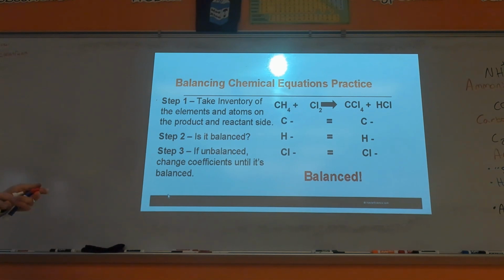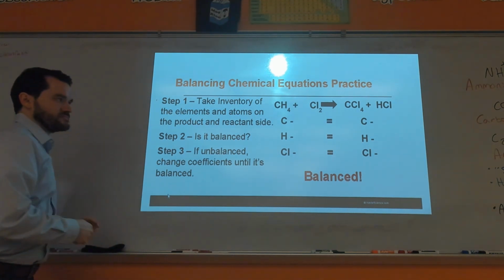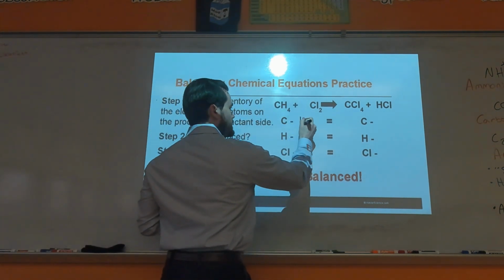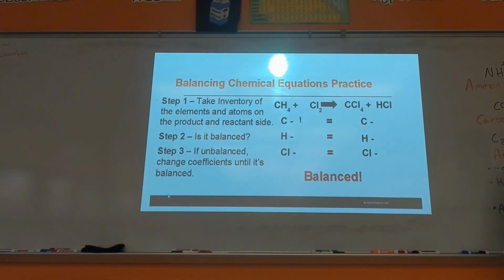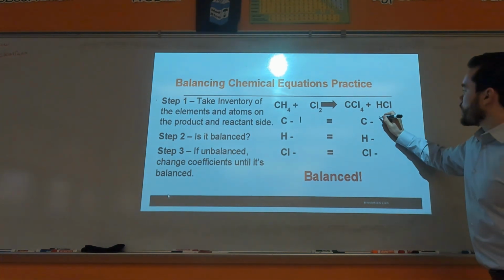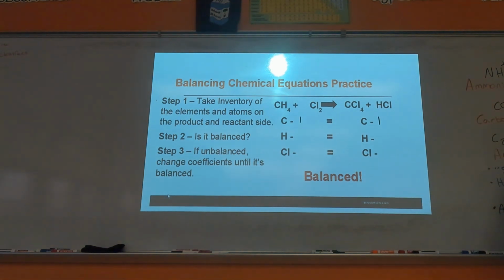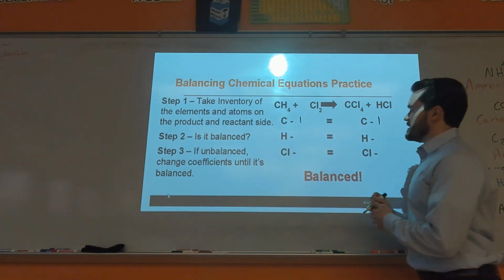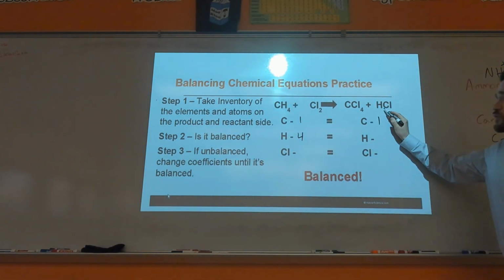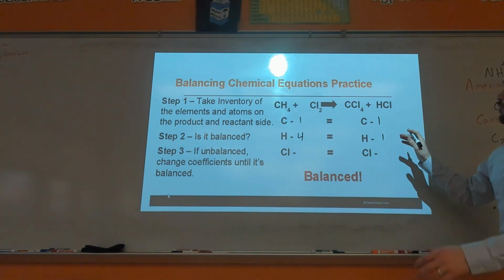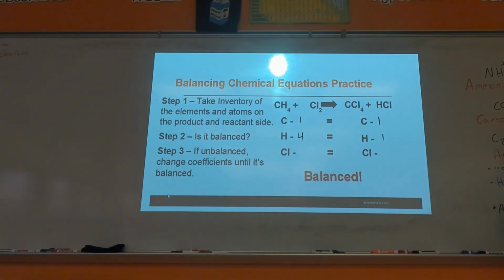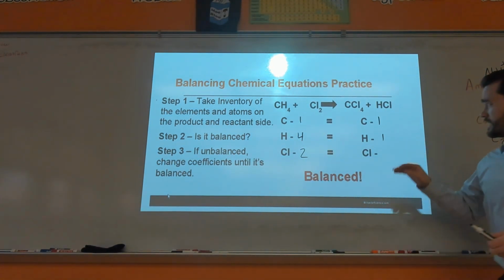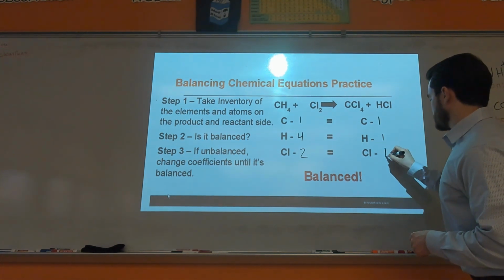On the left-hand side of the equation, how many carbons do we have? It'd be one, right? There's only one carbon there. And on the right-hand side, how many carbons do we have? It's one, all right? So our carbons are balanced. Okay, we're good on carbons. If we look at our hydrogens, I have 4 hydrogens in my reactants, but only 1 hydrogen in the products. So we know we need to balance out our hydrogens. Now let's go with our chlorines. We have 2 chlorines in our reactants, and then only 1 chlorine in our products.